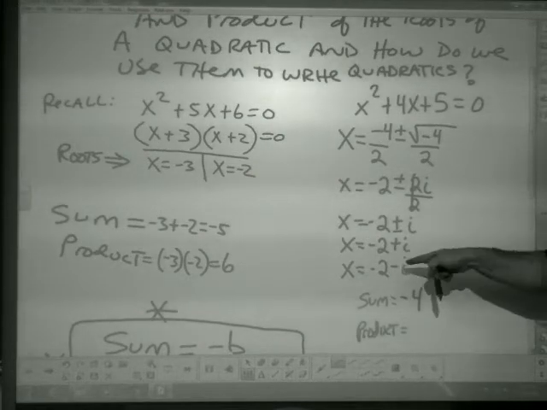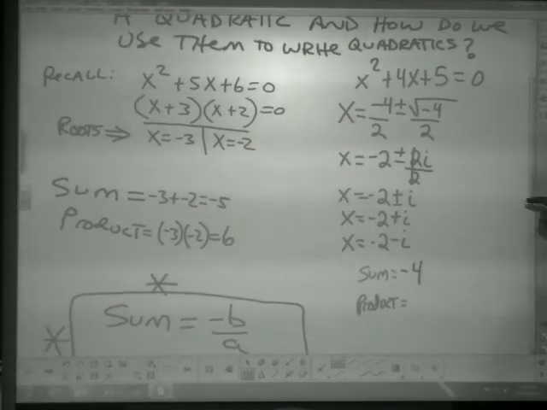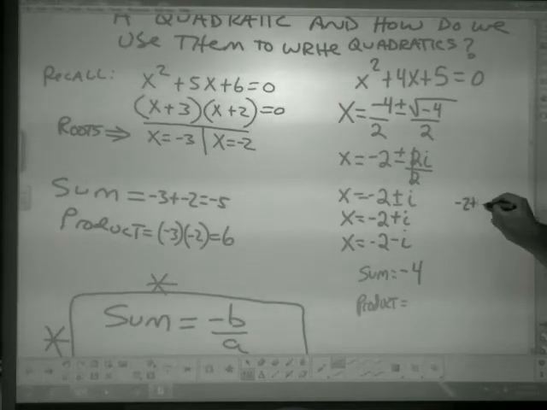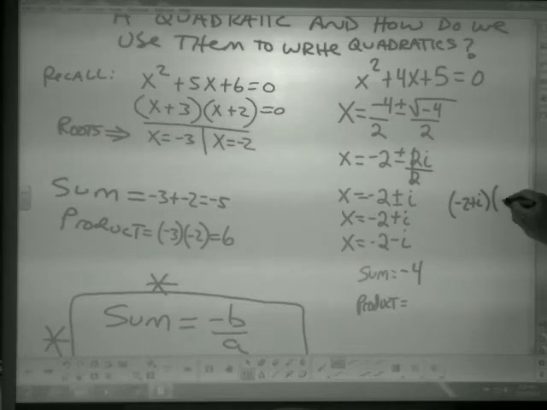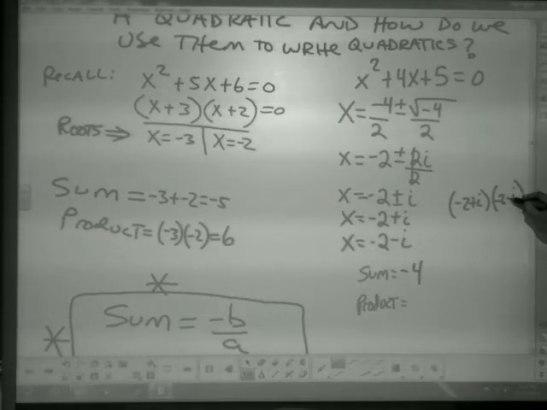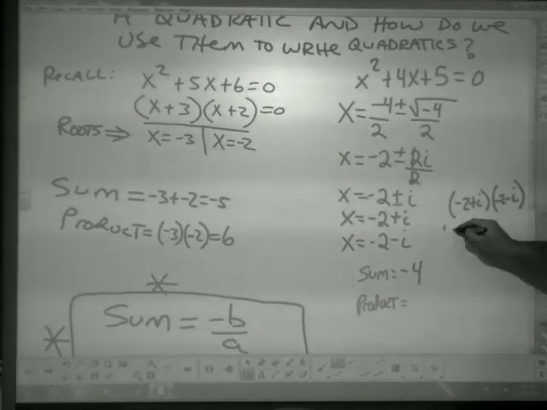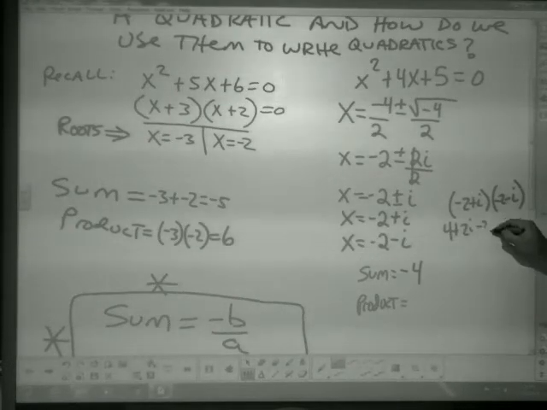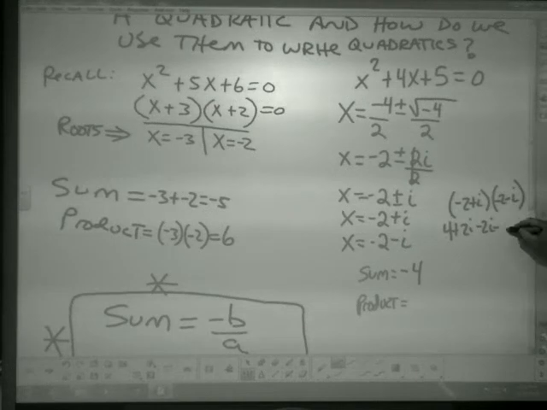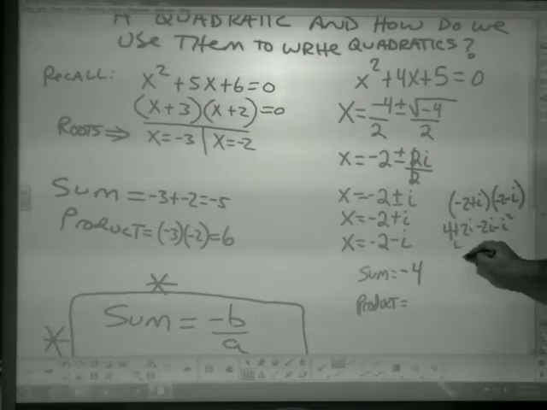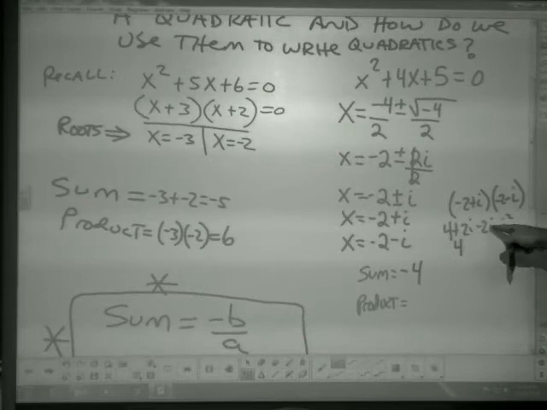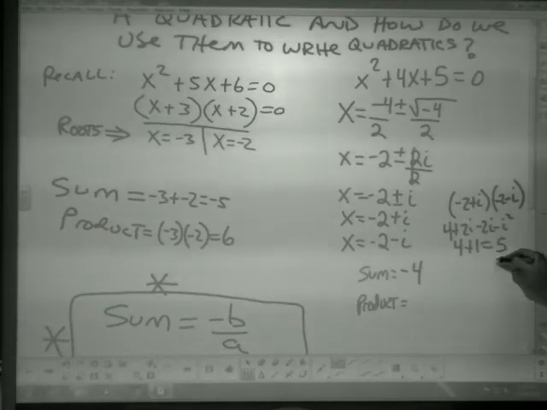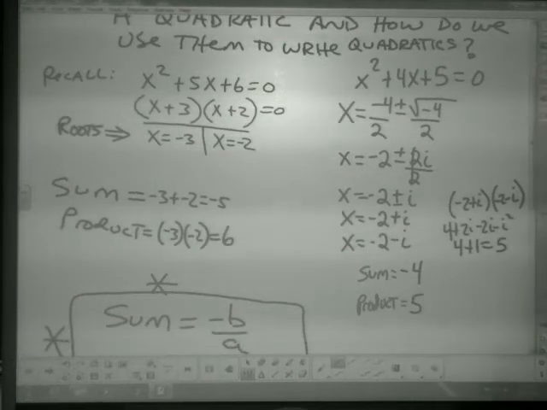If I product these, if you remember from last class, these are conjugates. So if I did a product, -2 plus i and -2 minus i, let's look at the product here real quick. -2 times -2 is 4, and then plus 2i minus 2i minus i squared. So that gives me 4. This cancels. Minus a -1 is plus 1. Gives me 5. The product would be 5.